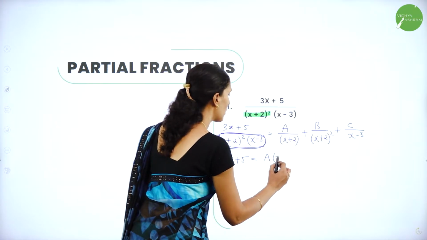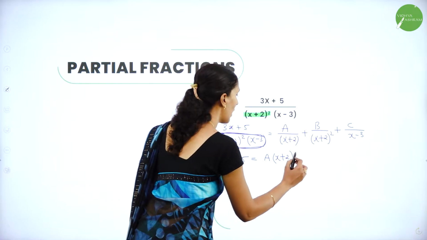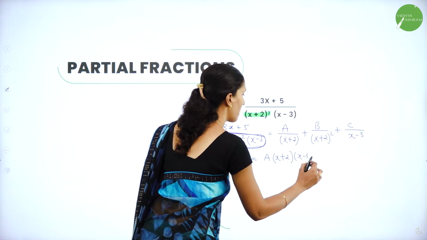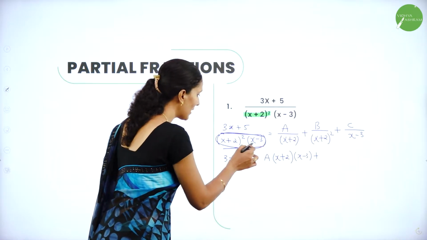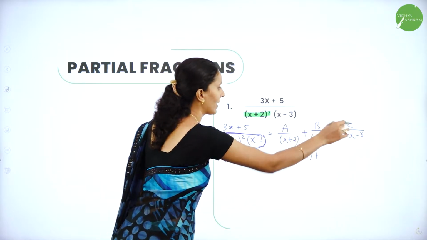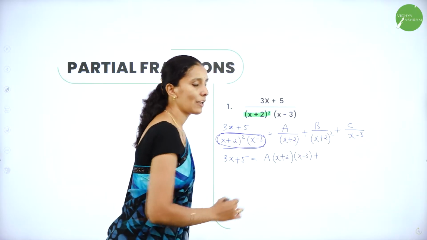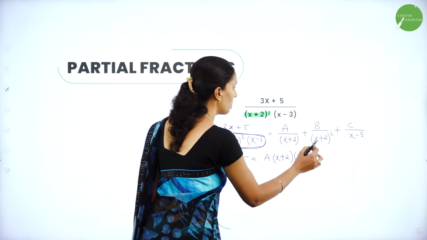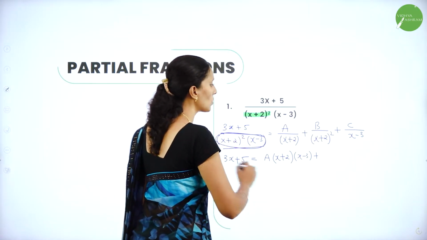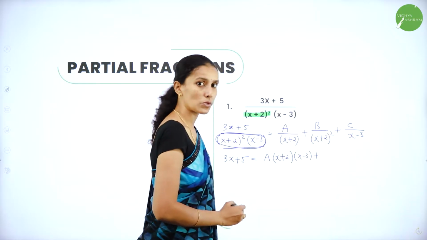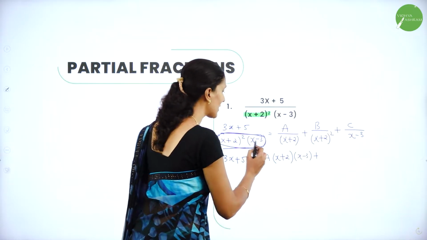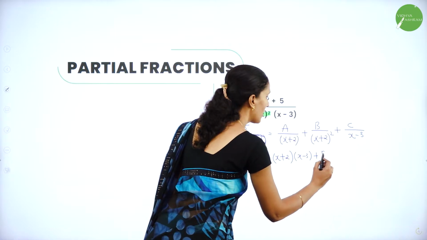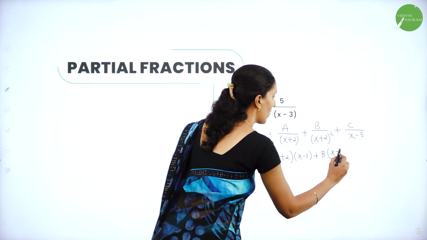So you are left with 1x plus 2 and 1x minus 3. When you multiply this for each factor, write down the remaining factors along with the constant. When you multiply this with b, (x plus 2) whole square cancels with (x plus 2) whole square. You are left with only x minus 3. So just write b into (x minus 3).